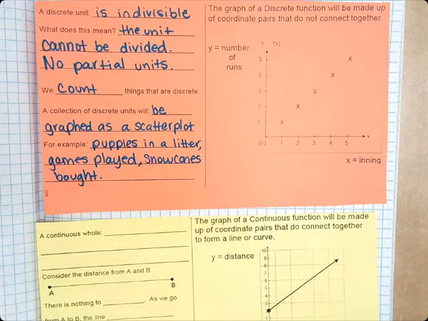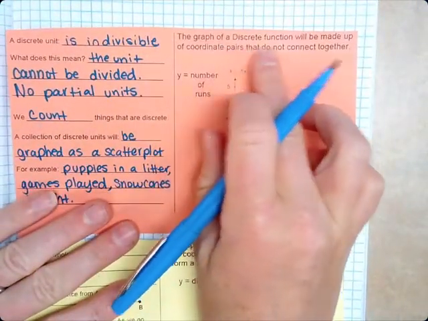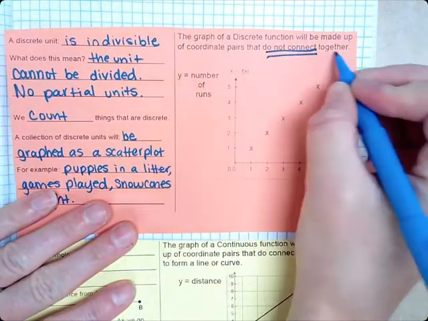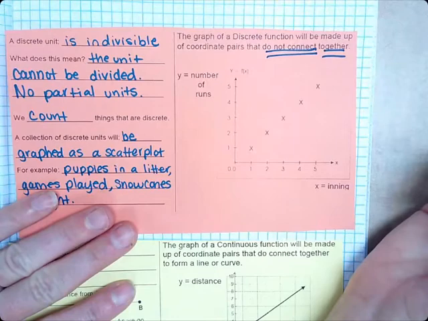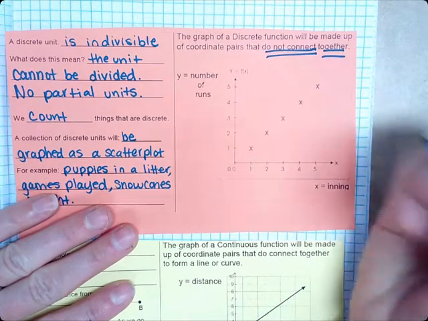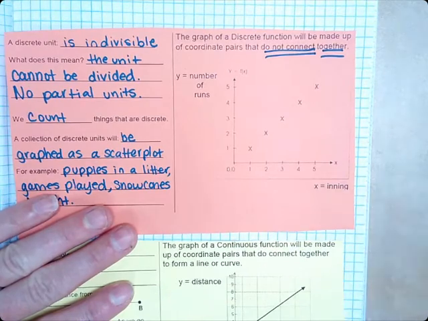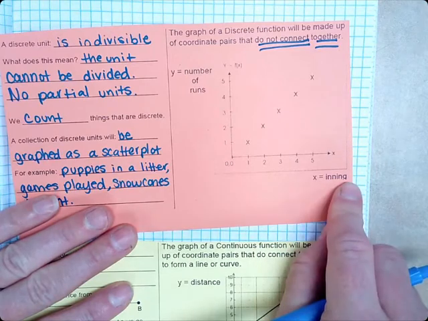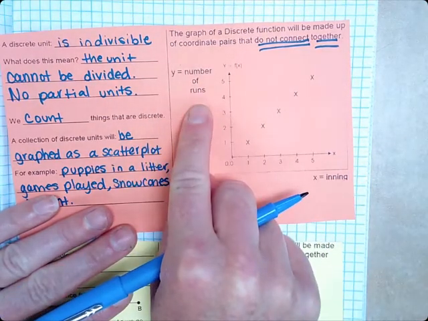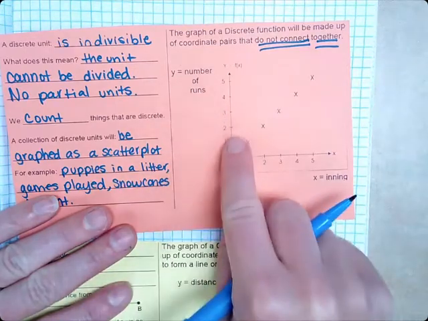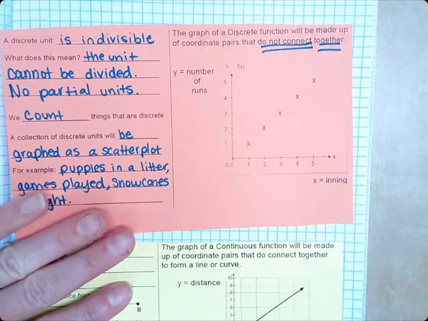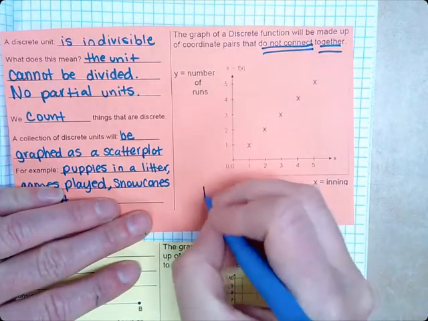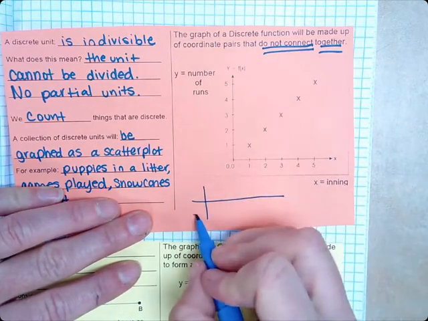The graph of a discrete function will be made up of coordinate pairs that do not connect to each other. So when you have points that are graphed, you have a scatter plot. They do not connect. So this example is X is innings, Y is number of runs. So this is baseball or softball, right? Whenever they have the scoreboard up there, do y'all know how the scoreboard looks? It actually has two teams, right?